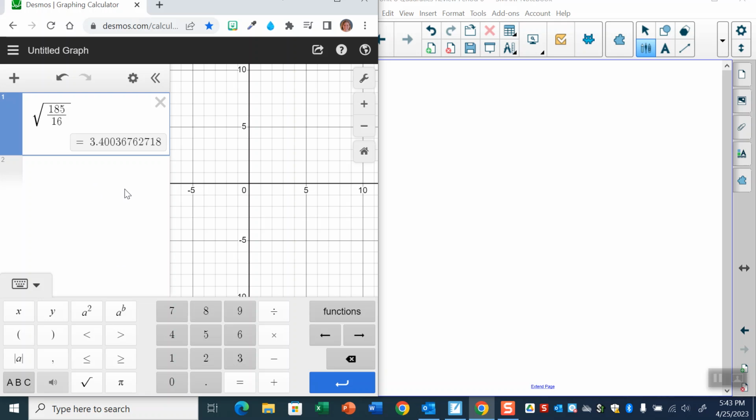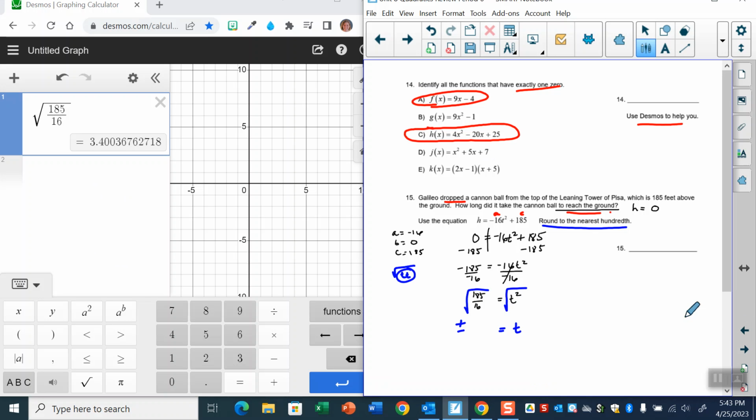All right, so I get 3.4, plus or minus 3.4. But now since it's saying how long did it take, well, time has to be positive, right? So we'll say it took 3.4, and then that would be seconds.